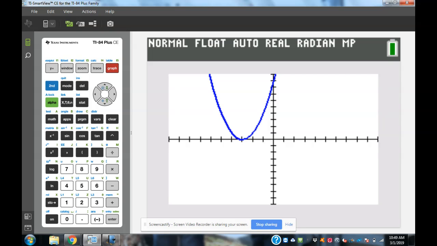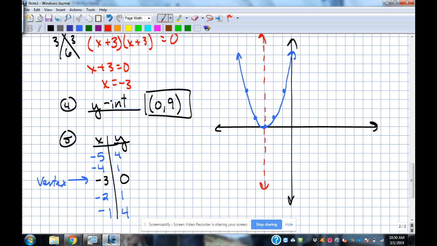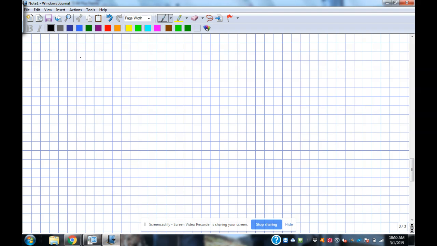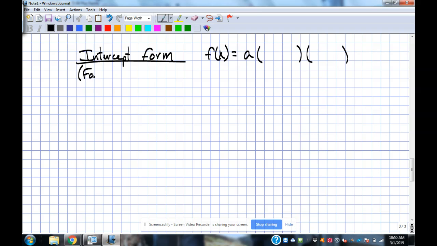Okay, so let's look at the next form, which is intercept form. That's the next form I want to talk about. Intercept form looks like this. You got A, that same A that was from standard form. It's not changed what it does or how it works. And then you have factors. Intercept form sometimes is called factored form.